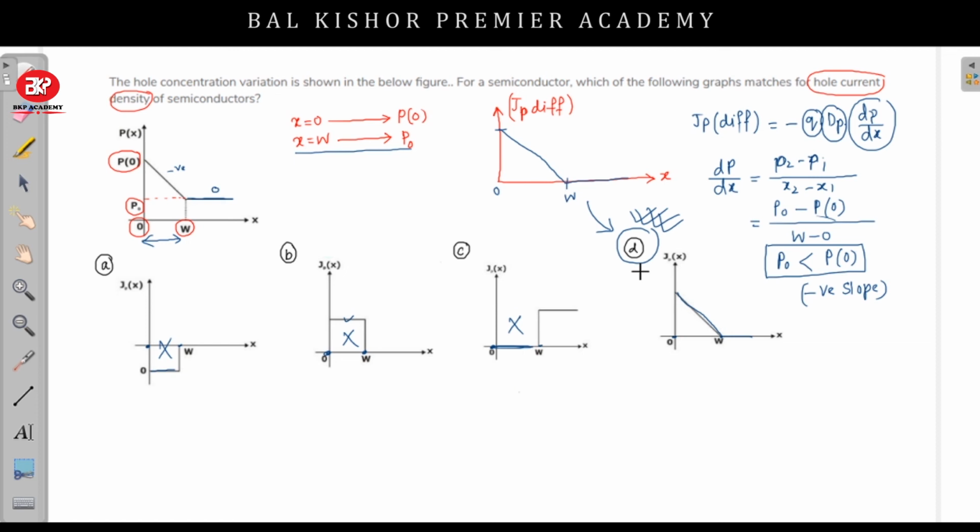So in this way, this type of question comes in the GATE examination, and this is a very important question for the diffusion current concept inside the semiconductor. So this is all about the numericals on the diffusion current density or diffusion phenomena inside the semiconductors.